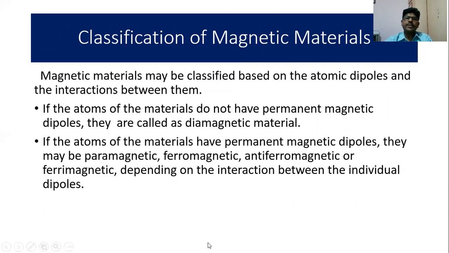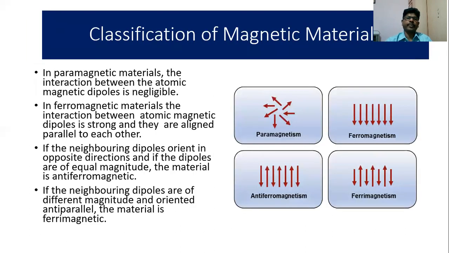Now, the classification is based on atomic dipoles and the interaction between them. If the atoms of the materials do not have permanent magnetic dipoles, they are called diamagnetic materials. If the atoms of the materials have permanent magnetic dipoles, they may be paramagnetic, ferromagnetic, antiferromagnetic, or ferrimagnetic, depending on the interaction between the individual dipoles. So we shall be seeing about each.